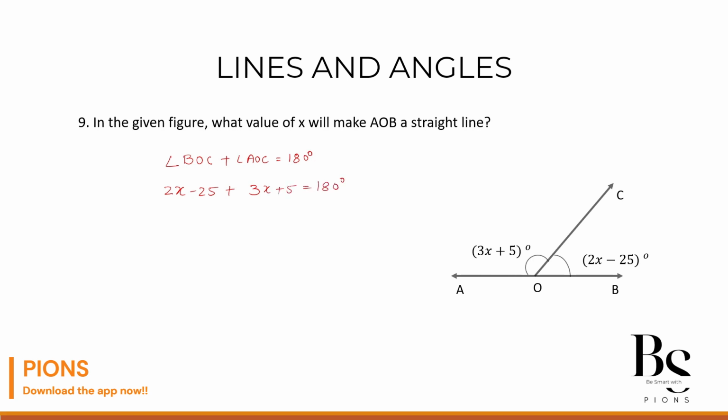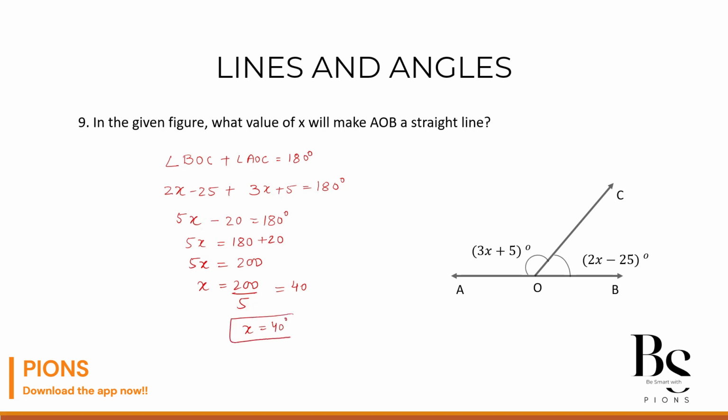Let's simplify this equation and get the value of x. 2x added with 3x, 2 apples plus 3 apples, 5 apples. So 5x minus 25 plus 5, minus 20. Be very careful. It's a negative because the 25 is large. So this will be equal to 180 degree. If I take this 20 on the right hand side, 5x will be equal to 180 plus 20. Now 180 plus 20 is 200. So 200, that is 5x. So x will be equal to 200 divided by 5. Now 200 divided by 5 is 40. So x will be equal to 40.